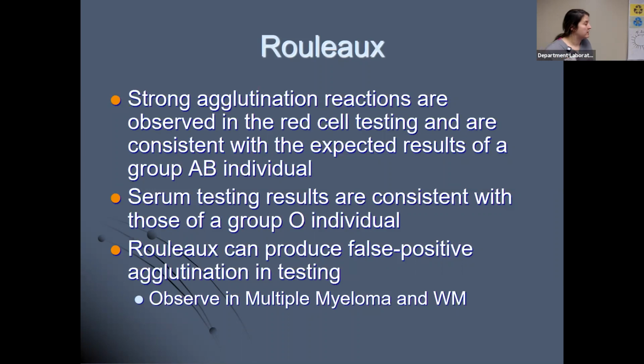So we actually see this quite a bit at UAMS, see rouleau with our population of multiple myeloma and Waldenstrom's, because they have the abnormal clone of plasma cells that produce the excess immunoglobulins. Remember, it's that excess protein present in the patient's plasma that breaks down the zeta potential of your cells, causing them to easily come together, forming that rouleau, okay?